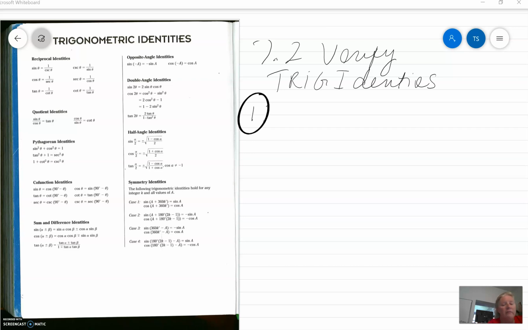We are going to verify some identities. I thought I'd try something new and put my little face in the bottom there. Let's see. My handwriting is probably going to be terrible, but what's new?